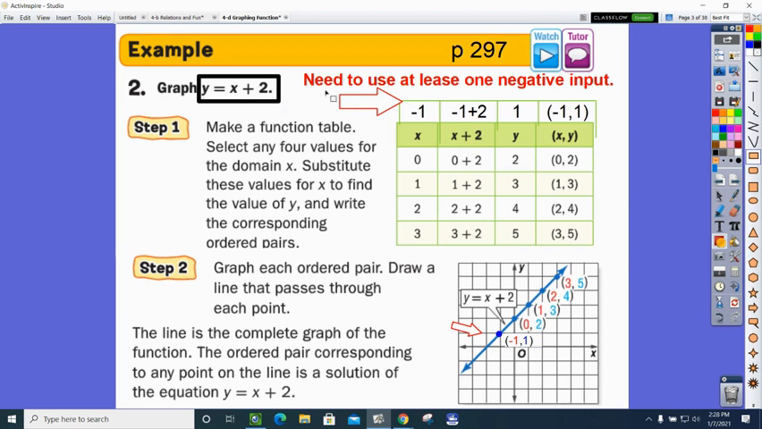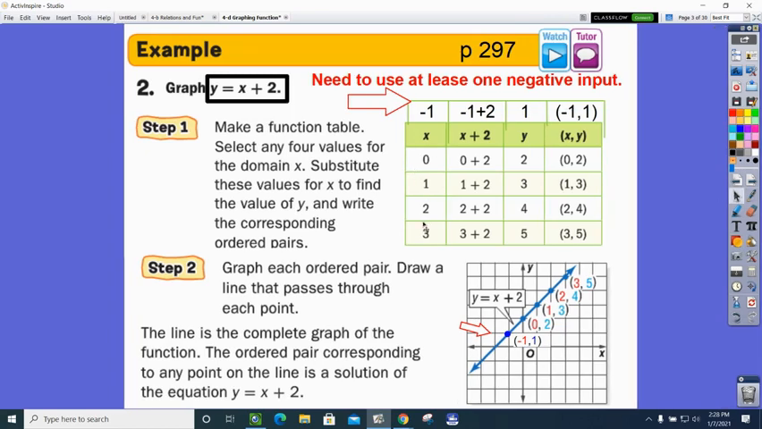So remember, we're going to pick inputs, and your book tends to kind of fail a little bit here, in that they're only showing positive inputs. And it's really important for the future that we also learn how to put negative inputs into a function rule when it's allowed. So in this particular case, they only have 0, 1, 2, and 3. I need you to get used to having at least one negative input, and I promise you there's a reason for it.